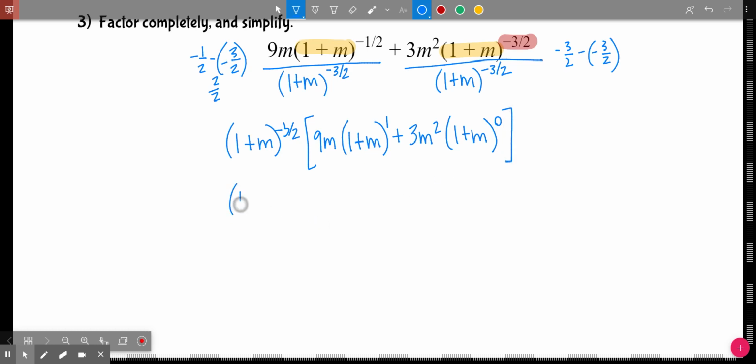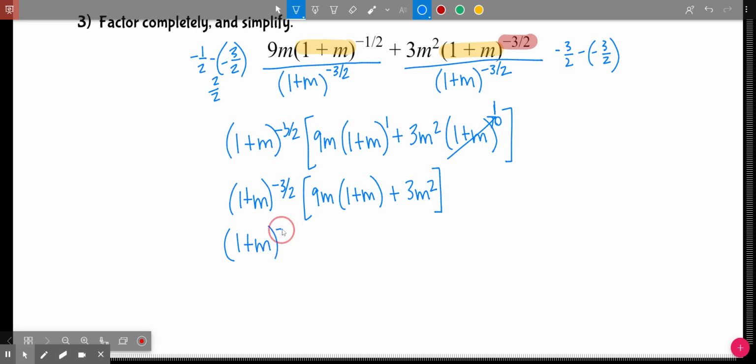So this is 1 plus m to the negative 3/2 power times 9m times 1 plus m plus 3m squared, because this becomes 1. So if I distribute, this is 1 plus m to the negative 3/2 power times 9m plus 9m squared plus 3m squared.